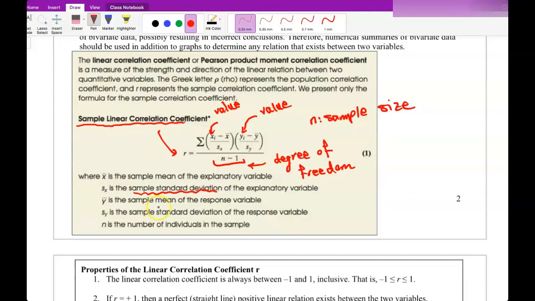y bar is the sample mean of the response variable. Since we use x for explanatory and y for response, it's the same thing for the sample. So x bar is the sample mean for the explanatory variable, and y bar is the sample mean for the response variable. Same thing for the sample standard deviation: s x is for explanatory and s y is for response. And we already know that n is the sample size, or number of individuals in the sample.